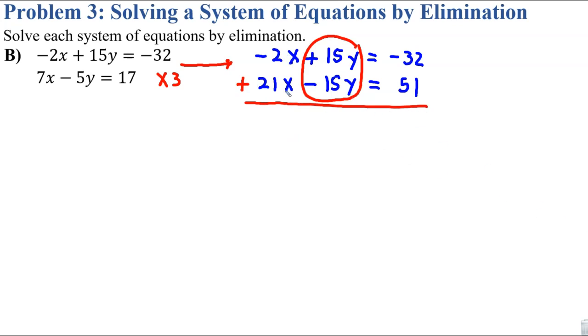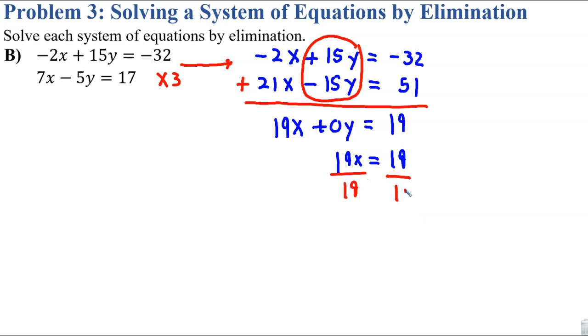Negative 2x plus 21x is going to give me 19x, plus 0y. I suppose I don't need to show that, but we'll show how it cancels. That is equal to negative 32 plus 51, which would be a positive 19. So 19x is equal to 19. Divide both sides by 19 once again, and once again we end up with x is equal to 1.